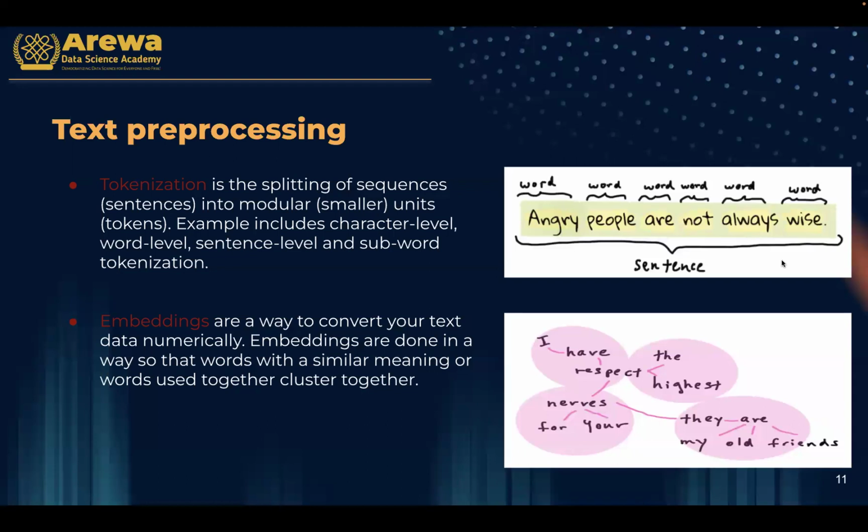So text pre-processing. In most of the work we do here, we first pre-process the text. If you give a machine a sentence, it takes it to its smaller units, which we often call tokens. It splits them. The most basic form of tokenization is character level, where angry can be split into A-N-G-R-Y, or we can have "angry people are not always wise." It will be split into angry as a word, people as a word, are as a word, not as a word, always as a word, and wise as a word.